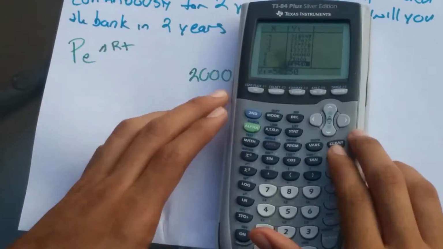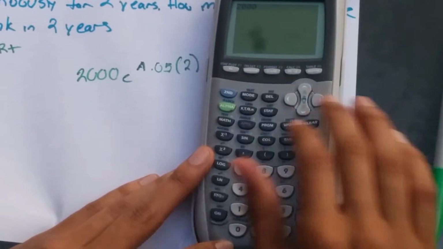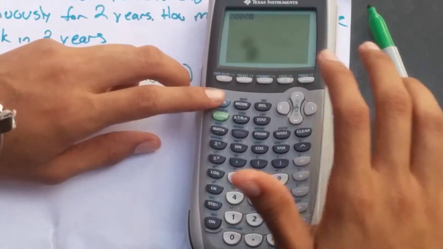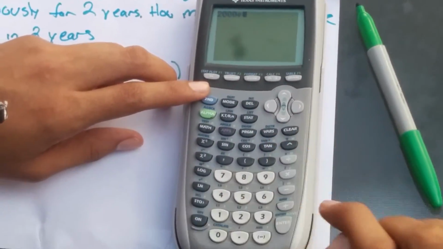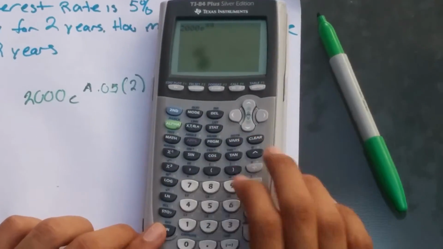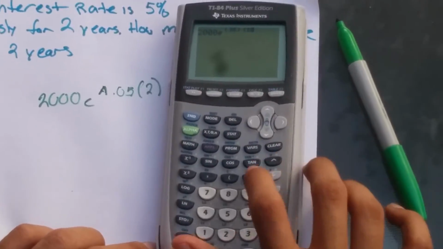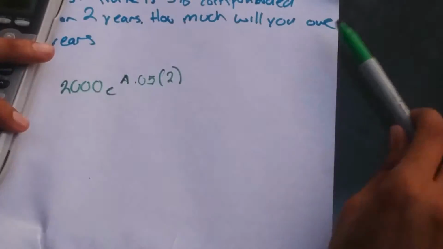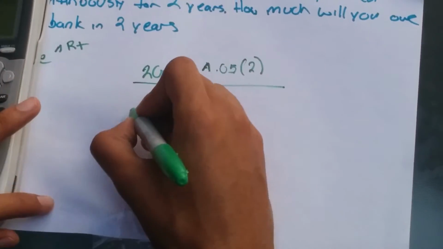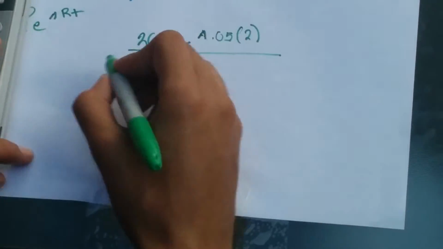Now basically this one you can just plug into your handy dandy graphing calculator, which is 2000. And then our E button is right here. Press second, and then E, to the power of, let's put some parentheses because it's a decimal, 0.05, multiplied by 2. And it says that here, after 2 years compounded continuously, you owe the bank $2,210 and about 34 cents.